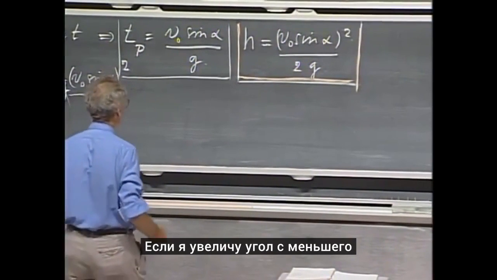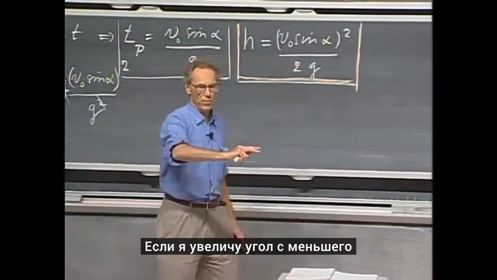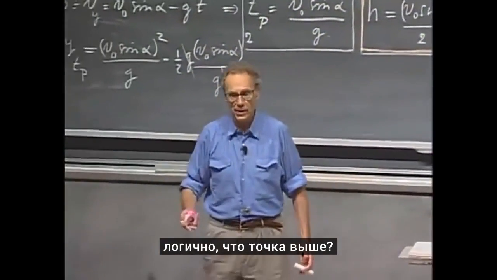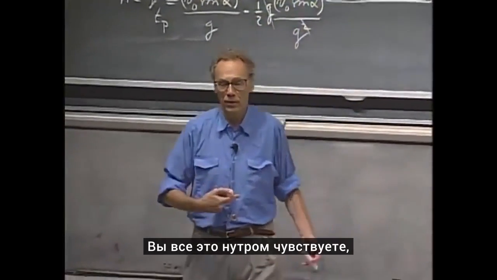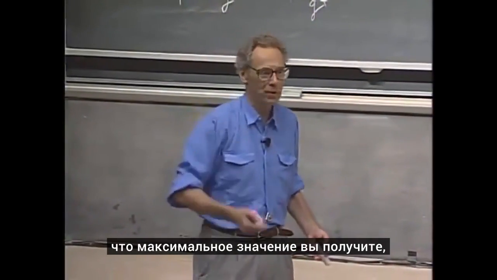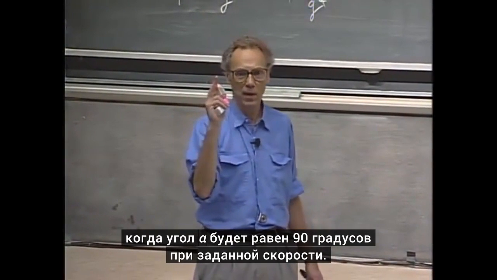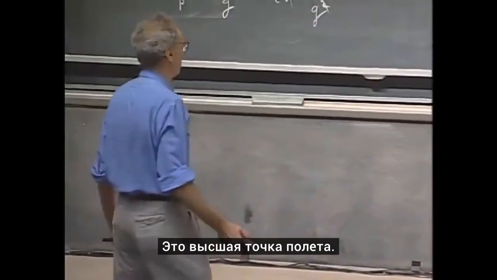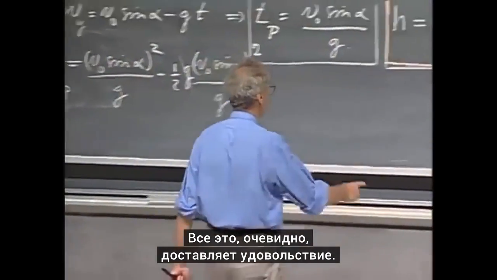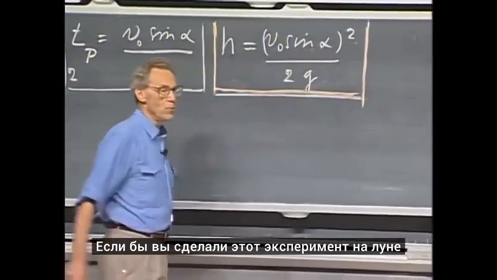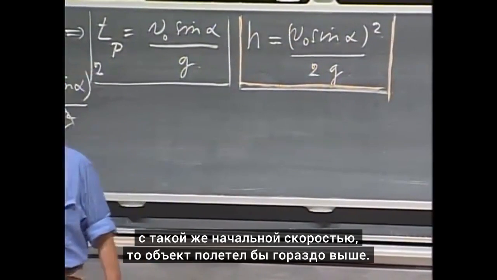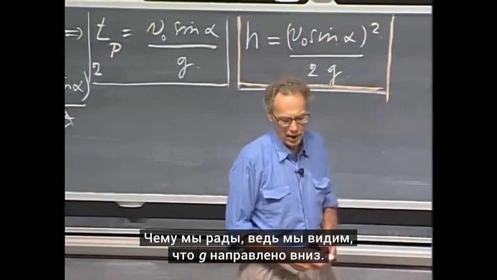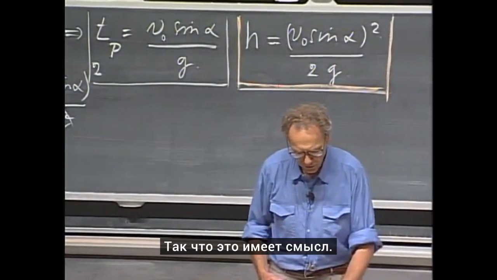If I increase the angle from a small angle to larger and larger, is it reasonable that it will get higher? Of course. You all feel in your stomach that the highest possible value you can get is when you make alpha 90 degrees for a given velocity. That's the highest it will go in the sky. So clearly this is also very pleasing. If you did the experiment on the moon, with the same initial speed, it will go much higher. So you're also happy to see that this g here is downstairs. So that makes sense.